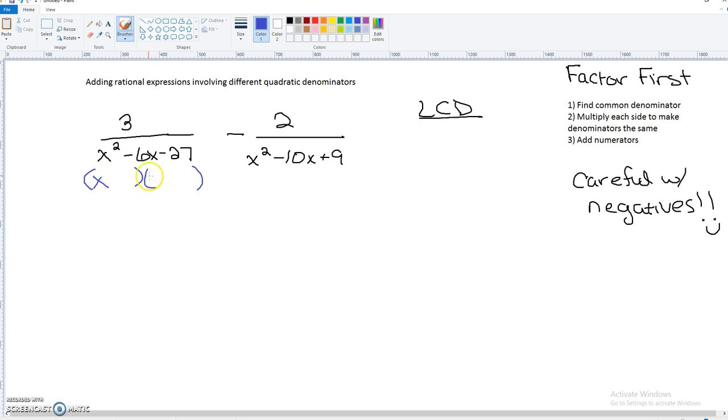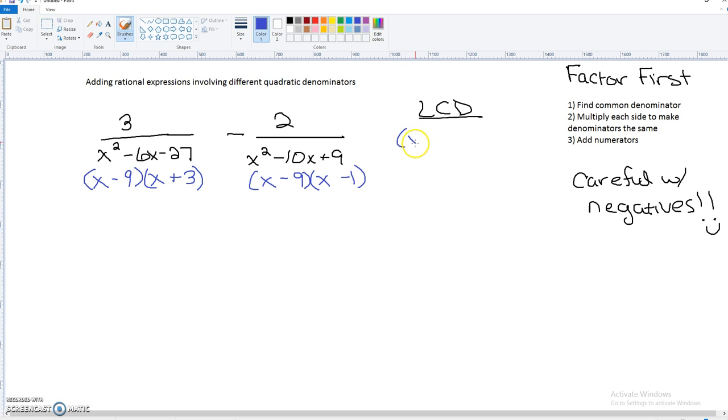So this is x and x. We need factors of negative 27. That's going to get us negative 6. So how about negative 9 and a positive 3? And over here we'll have 9 and 1, and they both need to be negative. Okay, so now we need to find our LCD.